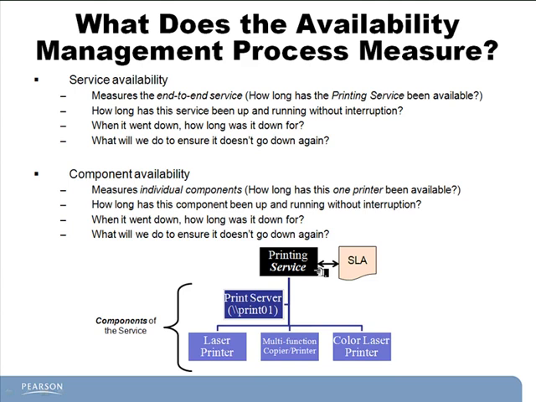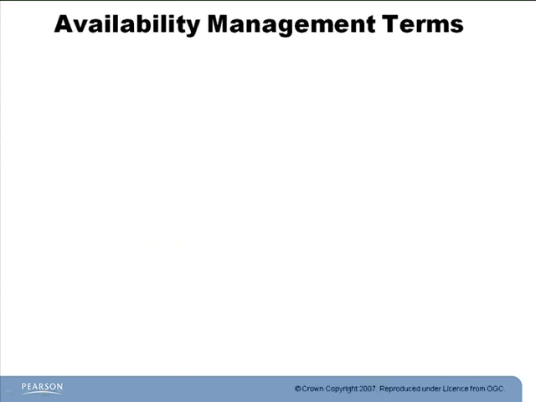Availability management measures the end-to-end service uptime of printing as a whole, but it also measures the uptime of individual components. So we might say, how long was this individual printer down for? Or how long was this print server out of commission? Let's get some availability management terms and concepts under our belt.